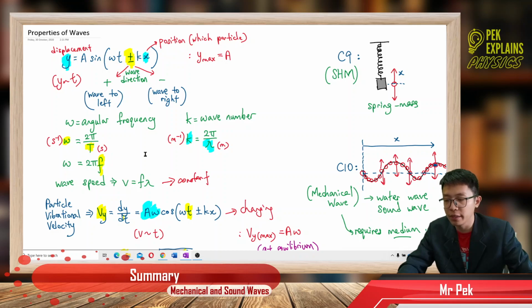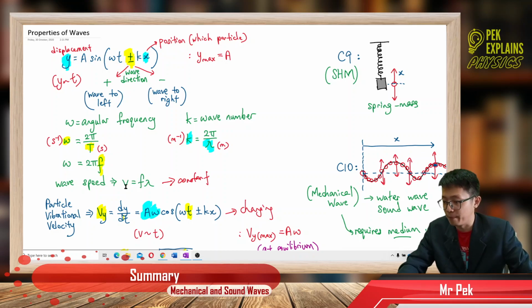omega is referred to the period. K is referred to the lambda. So from omega, you can get period or frequency, but from K you can get lambda. So these two are important. We can get frequency from omega. We can get lambda from K.